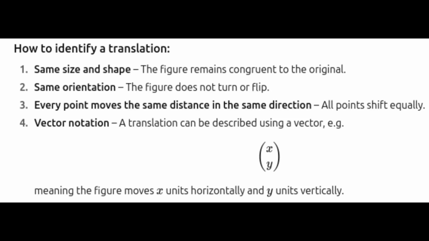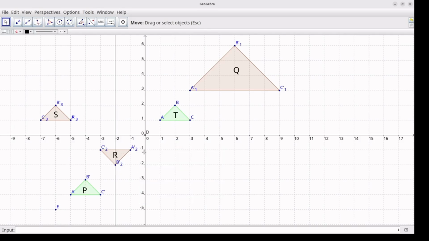How to identify a translation. 1. Same size and shape: the figure remains congruent to the original. 2. Same orientation: the figure does not turn or flip. 3. Every point moves the same distance in the same direction: all points shift equally. 4. Vector notation: a translation can be described using a vector, for example the column vector (x, y), meaning the figure moves x units horizontally and y units vertically. The orientation has not changed, so it must be a translation.